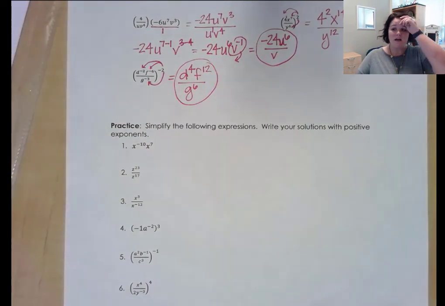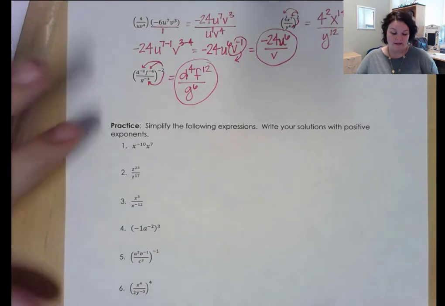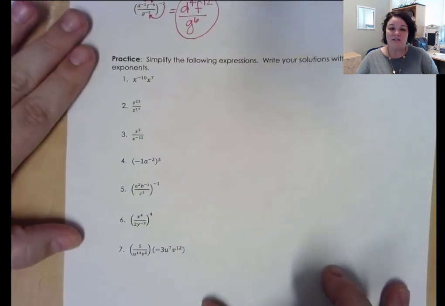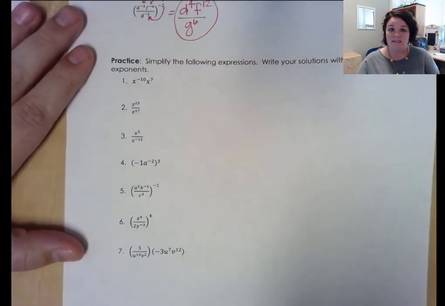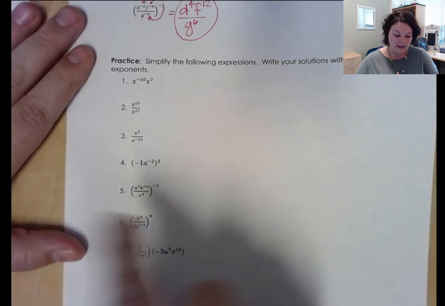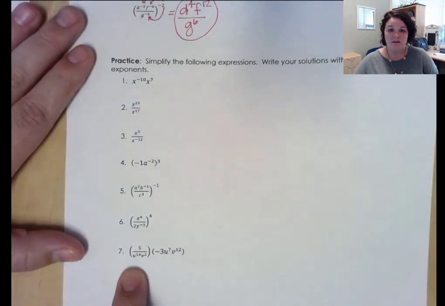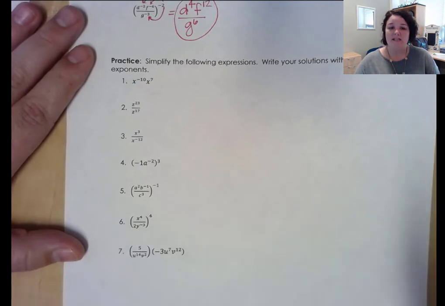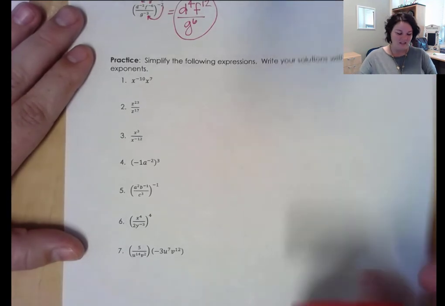All right, so here's how this works. Now that I've shown you how to do these, I want to give you some practice problems. So if you're watching this video, I want you to go ahead and pause it and work out numbers 1 through 7. And then whenever you're ready to check your answers, just play this video again and we'll go over the answers. Okay? Good luck.